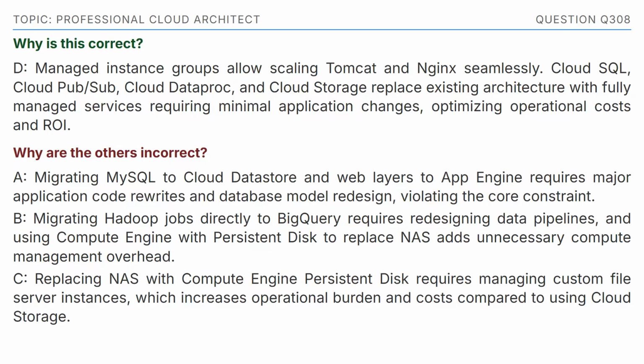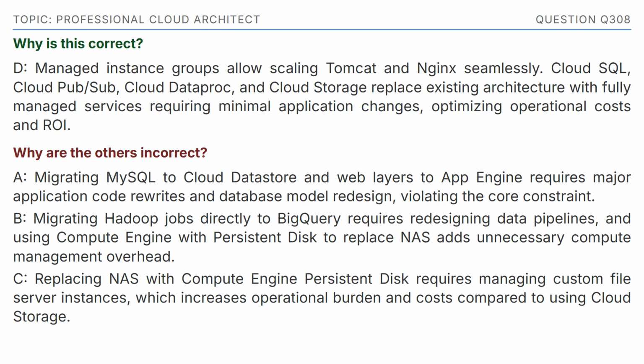Why is this correct? D. Managed instance groups allow scaling Tomcat and Nginx seamlessly. Cloud SQL, Cloud Pub/Sub, Cloud Dataproc, and Cloud Storage replace existing architecture with fully managed services requiring minimal application changes, optimizing operational costs and ROI.